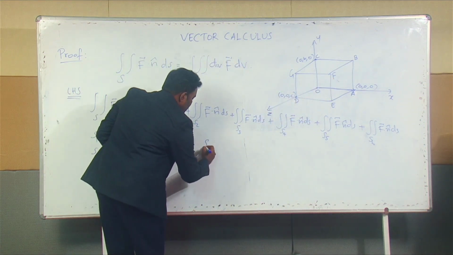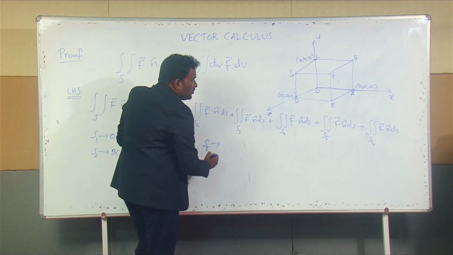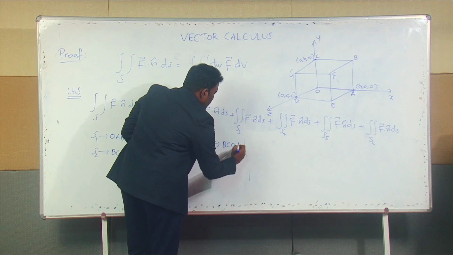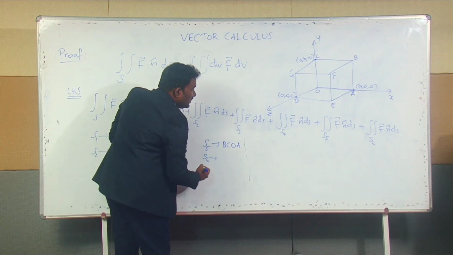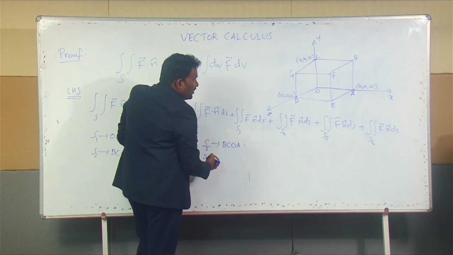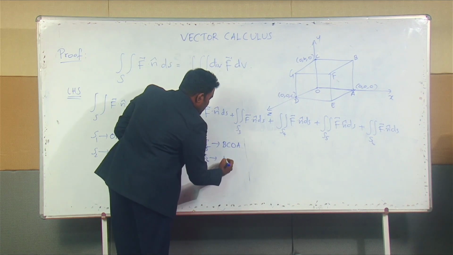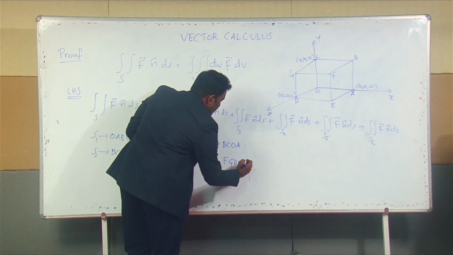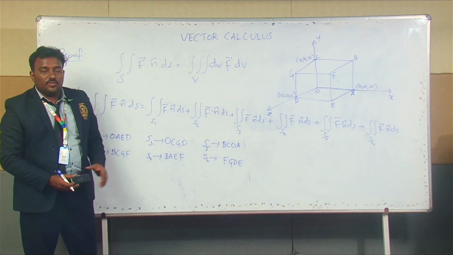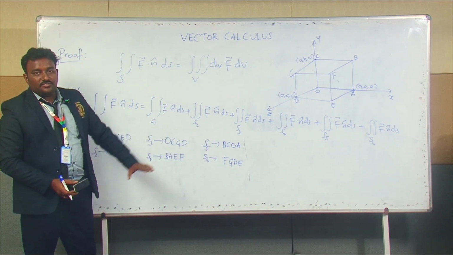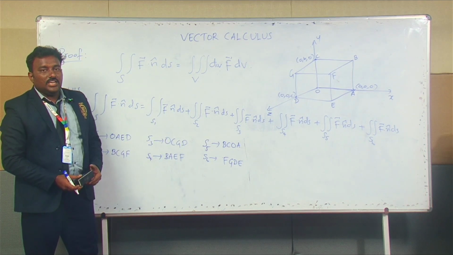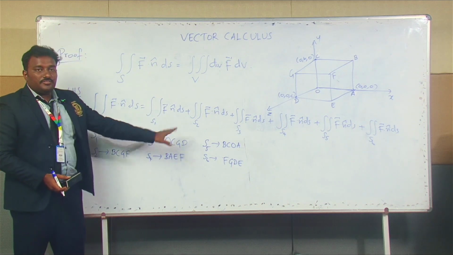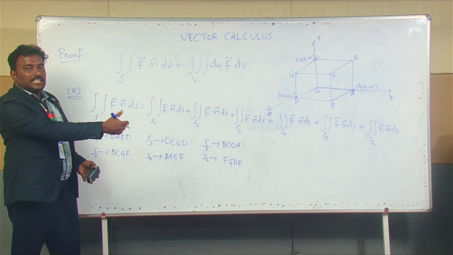So we also take them. S5 denotes BCOA, and S6, which is parallel to BCOA, is FGDE. Okay. So this is how we take the surfaces S1 to S6. Now we have to perform this double integral using all the surfaces we have taken from S1 to S6.